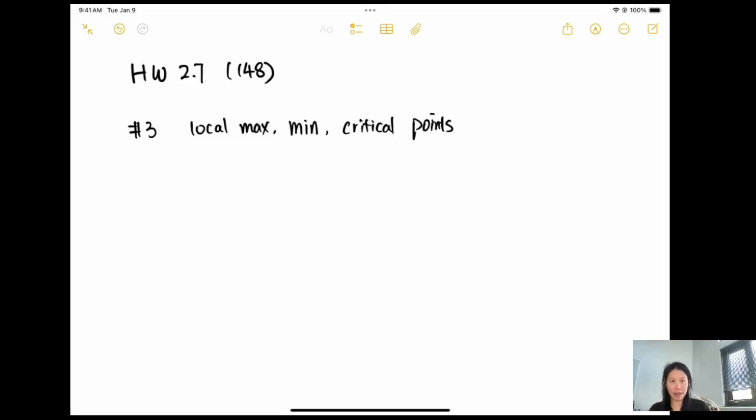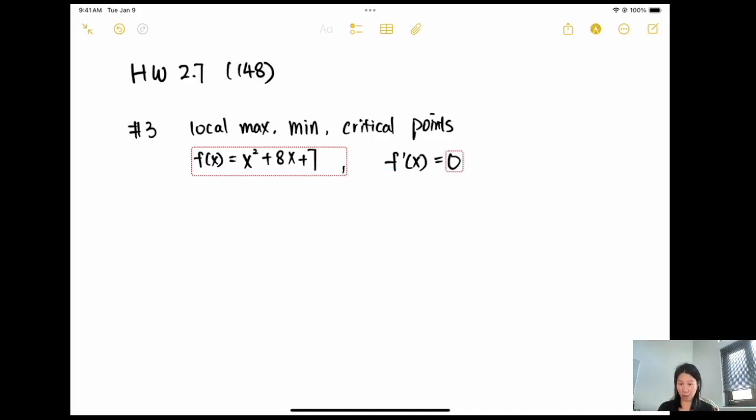So the question is f(x) equals x squared plus 8x plus 7. Now, first of all, how do we find the critical point with the derivative? The critical point occurs when f prime of x equals 0. So the first thing we want to do is find the first derivative of the function. So I have f prime of x equals 2x plus 8.